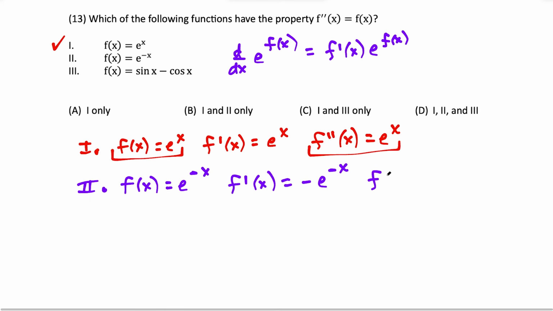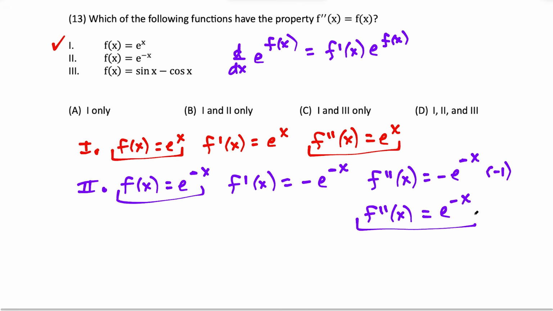Now for my second derivative, I'm going to use this chain rule variant again. I have minus e to the minus x, and now I multiply by the derivative of the exponent, which is still negative 1. Now the second derivative is a negative times a negative, which is a positive. It's going to give us e to the minus x. Notice that this sign just changes each time you take the derivative of e to the minus x. But notice that f of x and f double prime of x match up. So Roman numeral 2 works out.